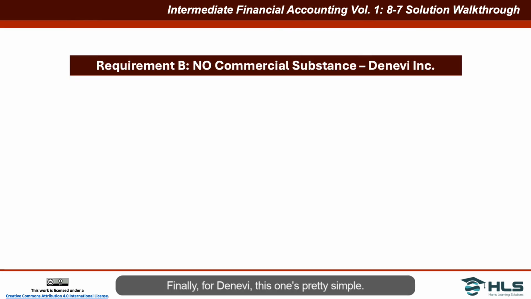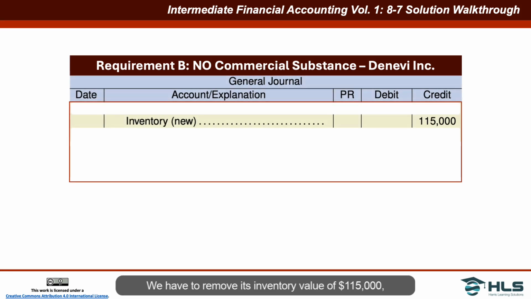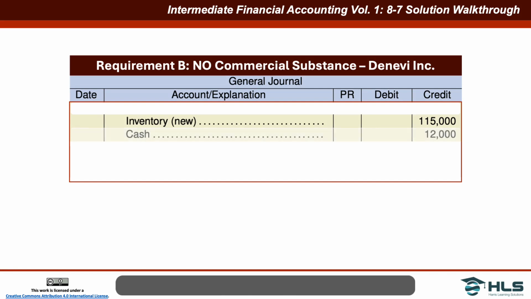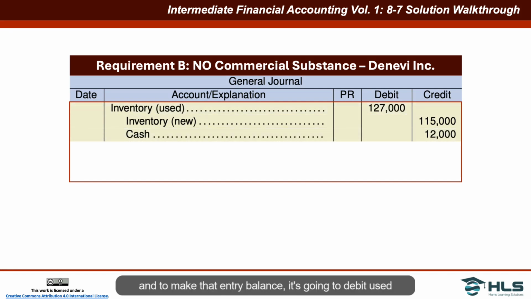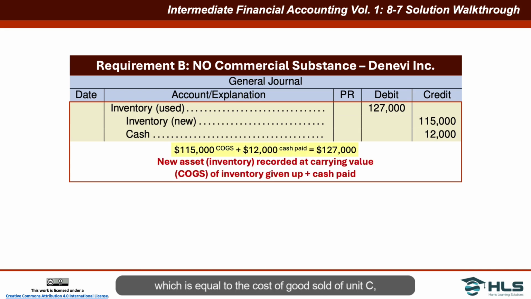Finally, for Denevy, this one's pretty simple. We have to remove its inventory value of $115,000, so we'll credit inventory for that amount. Denevy will also credit cash for the $12,000 it's giving up. And to make that entry balance, it's going to debit used inventory for units A and B for $127,000, which is equal to the cost of goods sold of unit C plus the $12,000 in cash paid. And thus the new asset, inventory in this case, is recorded at the carrying value or its cost of goods sold of $115,000, which is less than its fair value, plus cash paid of $12,000.